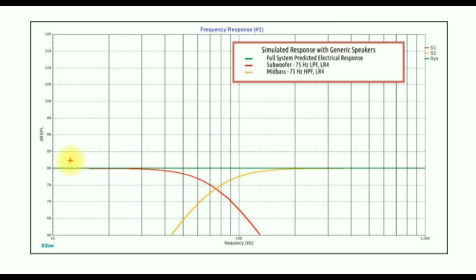So what we have is a simulation of the electrical response using the LR4, which means Linkwitz-Riley fourth order. That's negative 24 dB per octave. And then this nice flat kind of bridging over these two curves. That's the type of transition we want to encourage to happen.